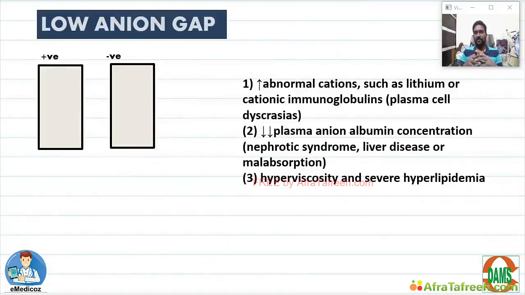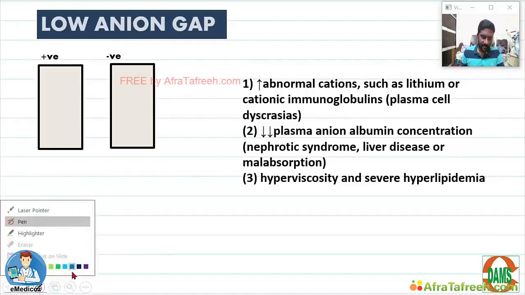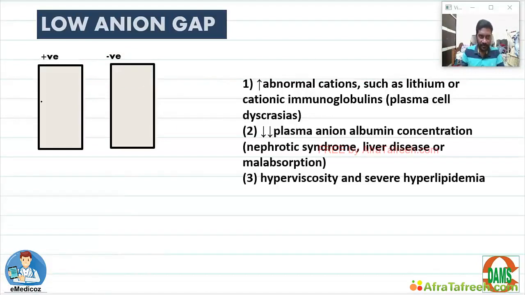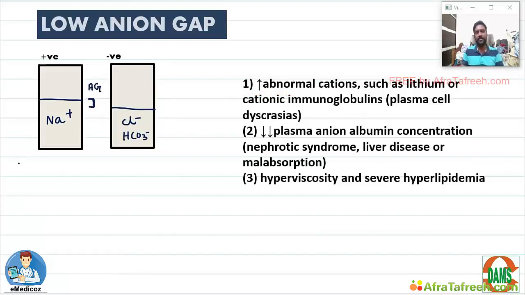Now we have already studied the causes of high anion gap acidosis and normal anion gap acidosis. So here we are going to study what are the conditions in the body that can cause low anion gap. So again, a brief introduction of anion gap. We know in our body there is a positive and negative compartment. So there is measured positive predominantly made up of sodium and measured negative predominantly made up of chloride and bicarbonate. So in between these two, there is always a significant gap in the blood which is called the anion gap.